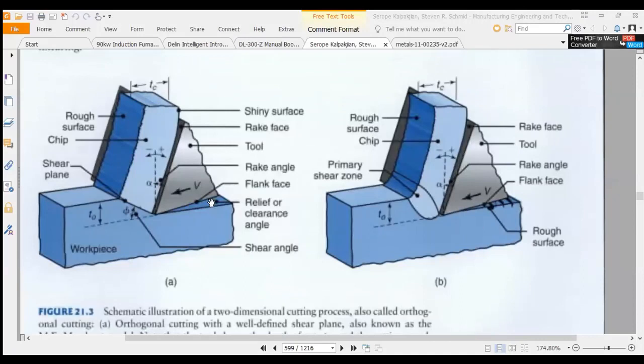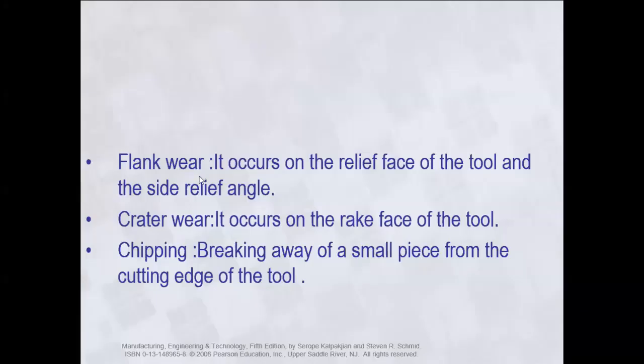In figure A, a definite relief or clearance angle has been given that prevents the newly machined surface from being scratched. Whereas in figure B, no clearance angle or relief angle is given with the flank face, so we can see the effects of the scratches, represented by these black lines on the newly machined surface. So now from the figure it is clear what the flank face is, what the rake face is, and what the rake angle and clearance angle are.